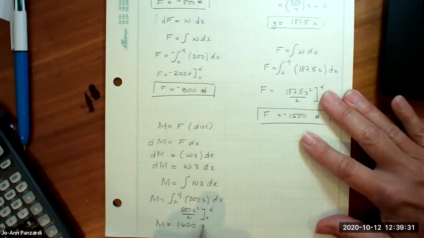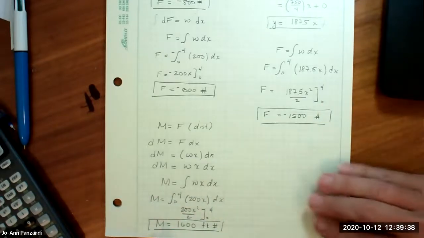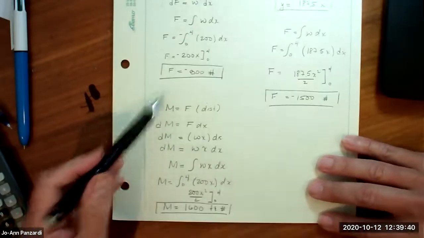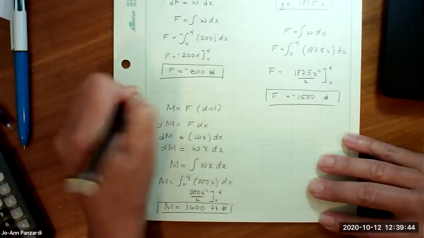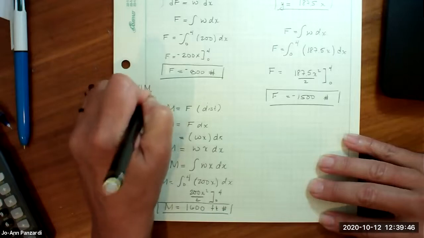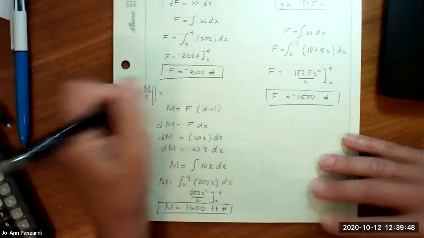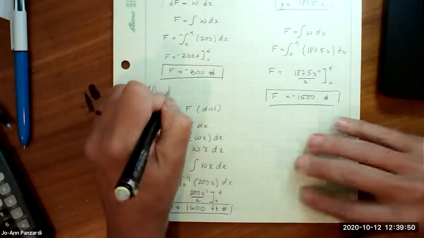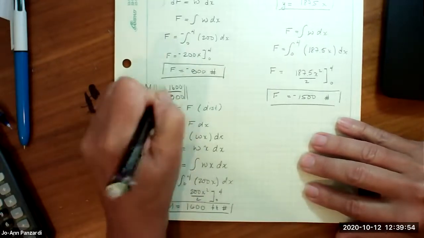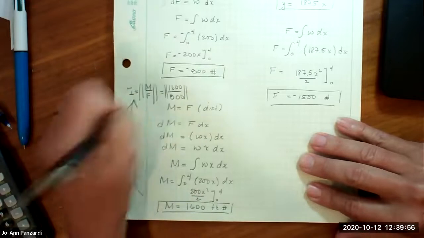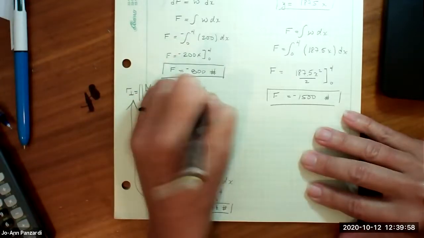And the units are foot-pound. So if we know what the force is and we know what the moment is, we could find what the perpendicular distance is. It's the moment divided by the force, and the moment is 1600 divided by 800. So that equals 2 feet.